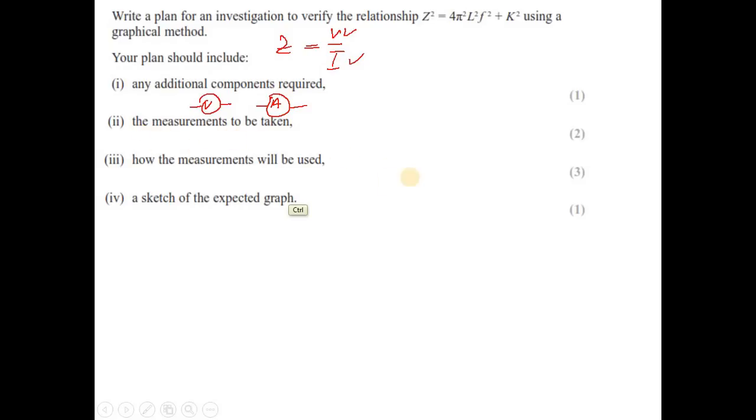The measurements to be taken: we are going to measure the frequency by varying different values of the frequency, and then the corresponding values of voltage and current, so that we can figure out Z. So the measurements are voltage, current, and the frequency.